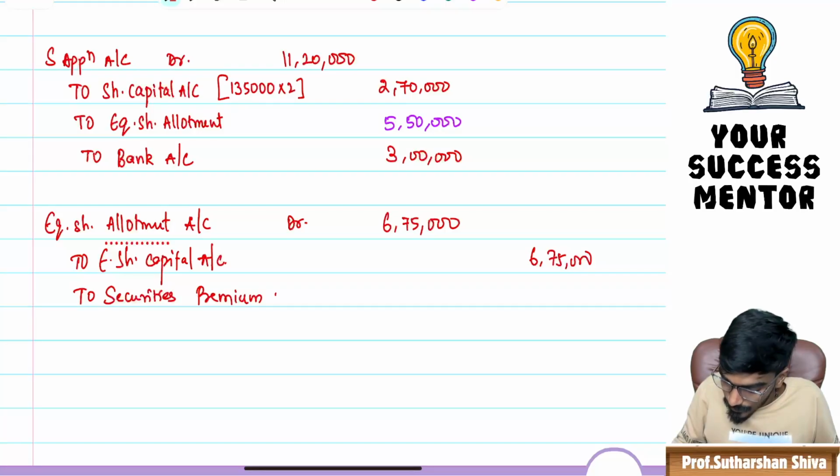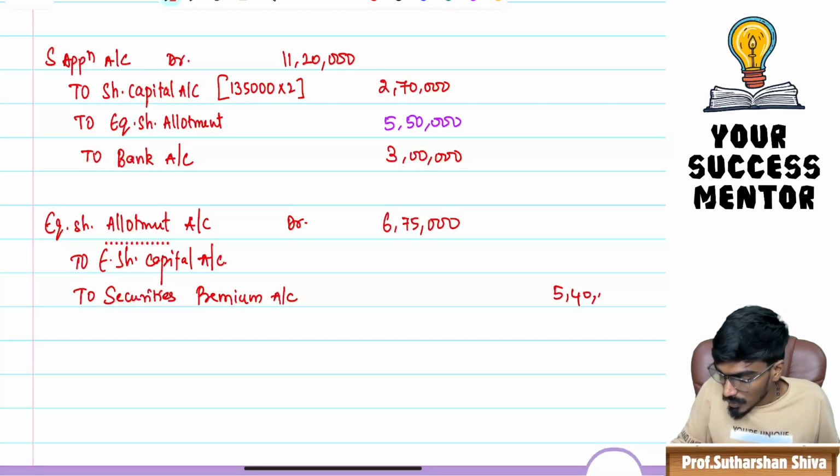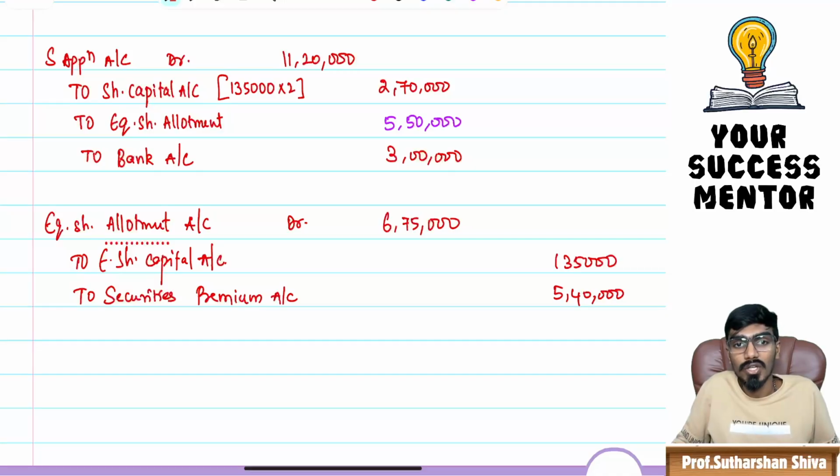Securities premium. How much is the securities premium? 4 rupees itself is the securities premium. So 1,35,000 into 4, which is 5,40,000, is going to be the securities premium, and 1,35,000 is the equity share capital.